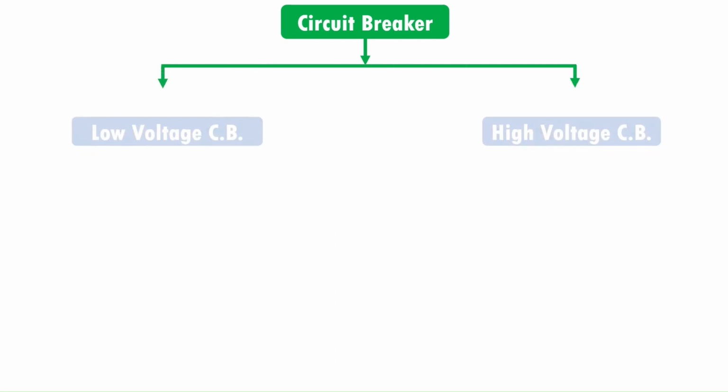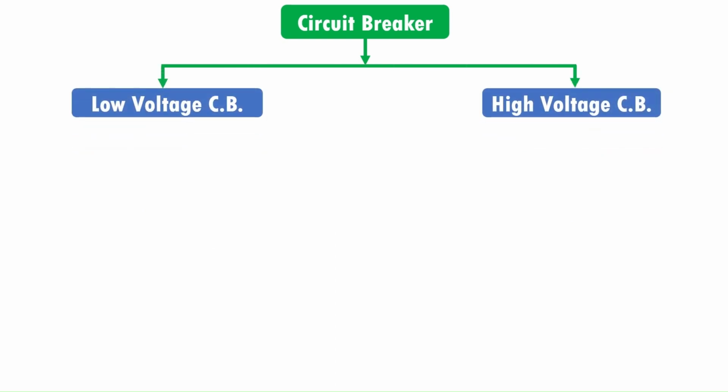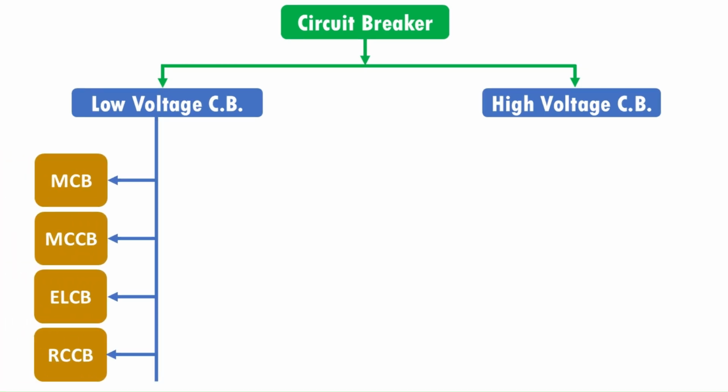Circuit breaker is mainly classified into two types: low voltage circuit breaker and high voltage circuit breaker. Low voltage circuit breaker is further divided into miniature circuit breaker, which is called a MCB, molded case circuit breaker, that is MCCB, earth leakage circuit breaker, that is ELCB, and residual current circuit breaker, that means RCCB.